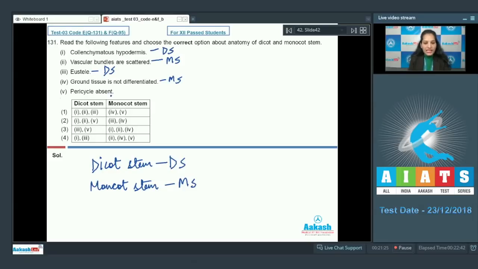Pericycle absent. As ground tissue is not differentiated, pericycle is also absent in monocot stem. So the features of monocot stem are second, fourth and fifth, which is present here. And for dicot, it is first and third, which is here. So the correct option for the given question is option number 4. Let's move on to the next question.